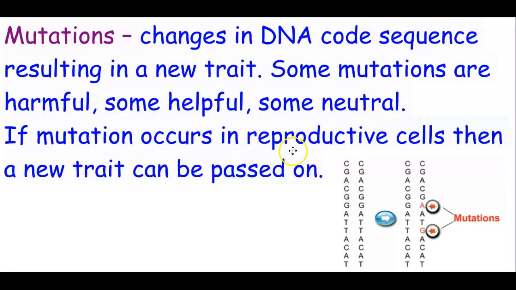If mutations occur in reproductive cells, then a new trait can be passed on. So a mutation in your skin cells is not going to be passed on to your children because that's your skin. You don't donate your skin cells when you make new children. Reproductive cells, however, are combined to make new people. And if there's a DNA change there, that's going to be what the new person gets. And that's something that might happen as you go through the process of evolution or something.